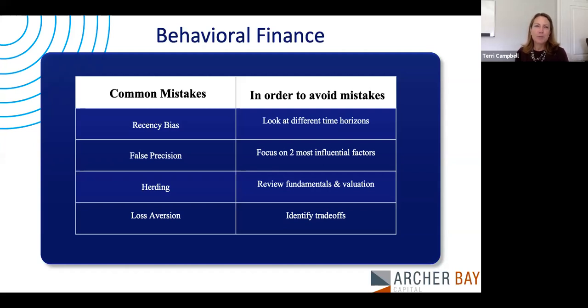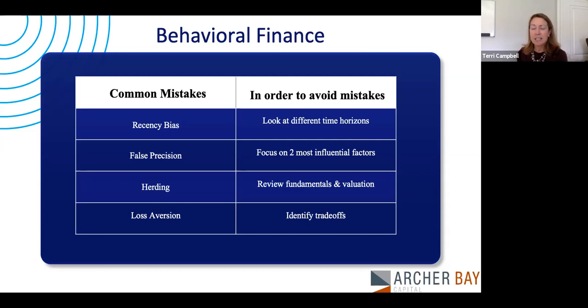So if you look up behavioral finance on the internet, you'll find a bunch of articles about all the ways that we make bad decisions. I just brought up 4 of them because they're the ones that I think apply most frequently to investors. The first one is the recency bias.